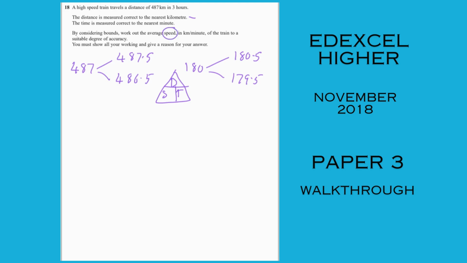It wants the average speed. So we're needing to do distance divided by time. So upper bound. To get the largest possible amount from our answer, we need the largest possible distance divided by the smallest possible time. Now, because we've changed it to minutes, this will give us kilometres per minute, but that's actually what we're after.